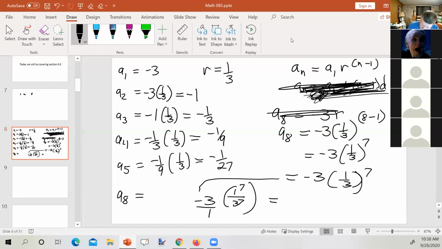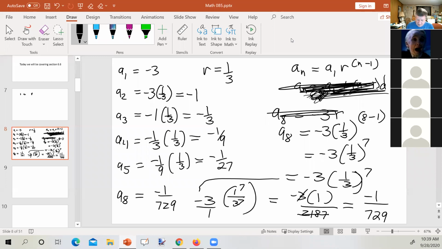So then this negative 3 is like negative 3 over 1. What's 1 to the 7th power? It's just 1 times 1 times 1 times 1 times 1 times 1 times 1, which is 1, okay? 3 to the 7th power is 2,187. It took 3 to the 7th power, so I can reduce the negative 3 over the 2,187 and get negative 1 over, let's see, 2,187 divided by 3 is 729. So my final answer for a sub 8 is negative 1 over 729. All right?